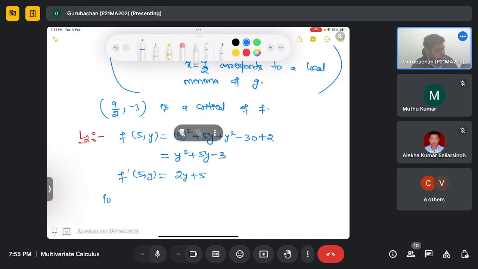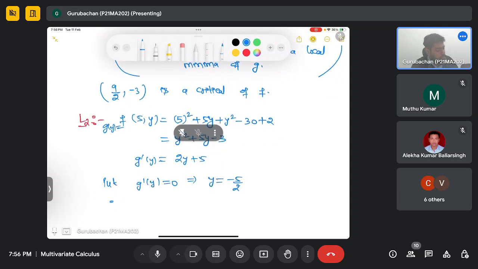And for simplicity, let me write some g of y. So put g dash y equal to 0. This will give you y equal to minus 5 by 2. Therefore, what will be the critical point? Critical point will be 5 comma minus 5 by 2 is a critical point of function f. Okay.